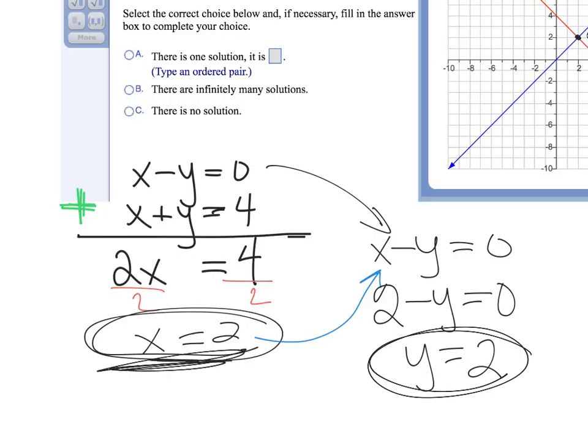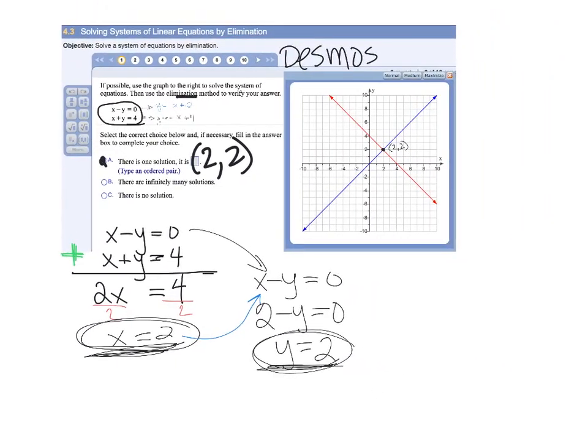X is equal to 2. Y is equal to 2. And so the way you write that down is up here. You say we have one solution, and it's 2, 2. Two ways to do it. One way is you can look at the graph using Desmos. Another way is you can use the elimination method. In the previous video, you can use the substitution method. So there are 3 different ways that you can use to figure out where those two lines intersect.